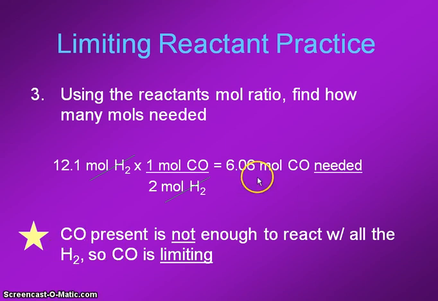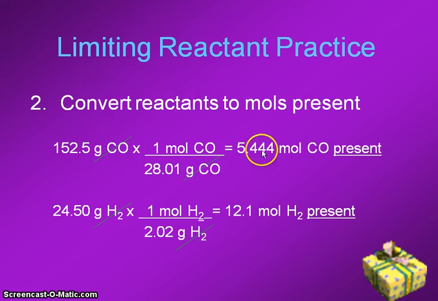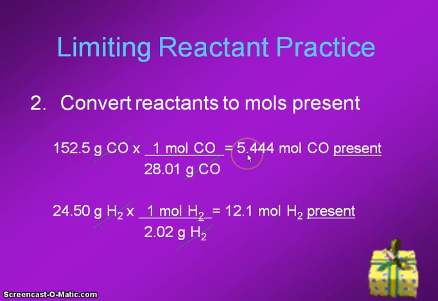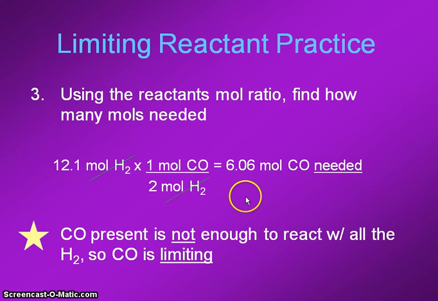Now, that amount of carbon monoxide is 6.06, and I only have 5.44 moles present. So I do not have what I need. So that means that the carbon monoxide is going to be the limiting reactant. If I were to have more than this 6.06 amount of carbon monoxide, then that one would have been the excess. I would have had extra left over.